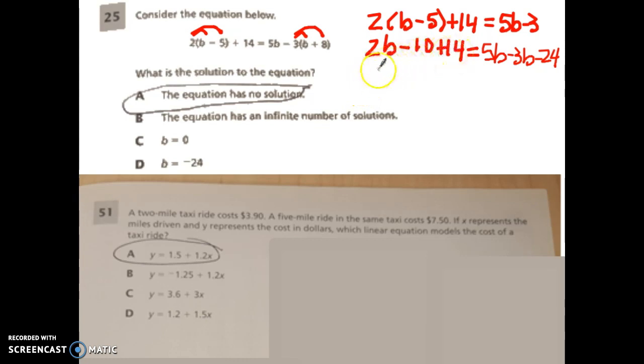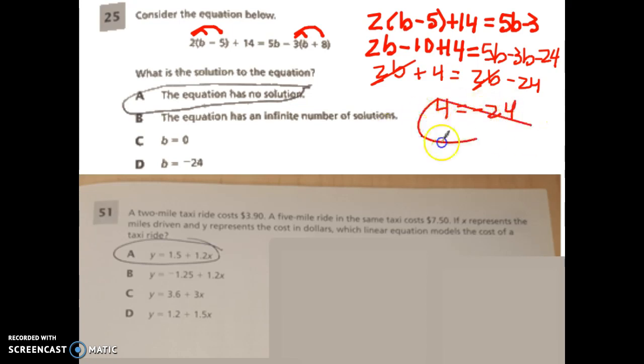We combine like terms. So 2b and plus 4 is equal to 2b minus 24. Use my shortcut, y'all. Or slide to the left. It doesn't matter. I'm using my shortcut. No solution, sir, ma'am. All right.